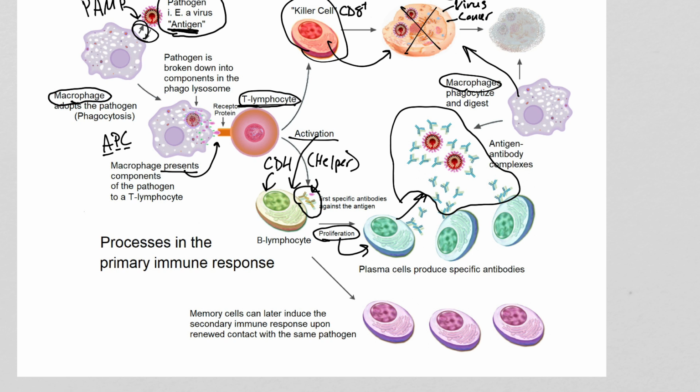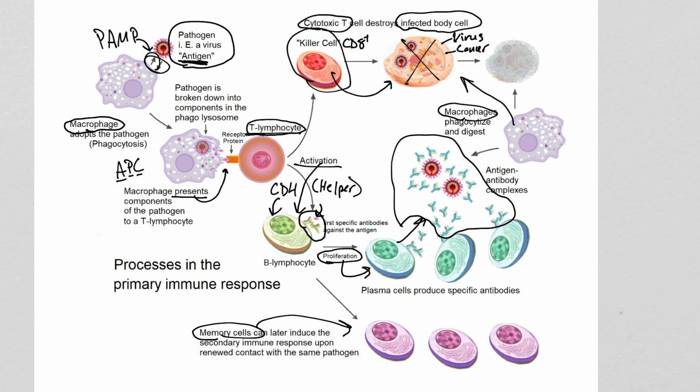You also get the production of memory cells, which look an awful lot like the original B cell did. You just save them for later in case you get the same infection again twice. That way you can mount an immune response much faster and hopefully not get sick the next time.